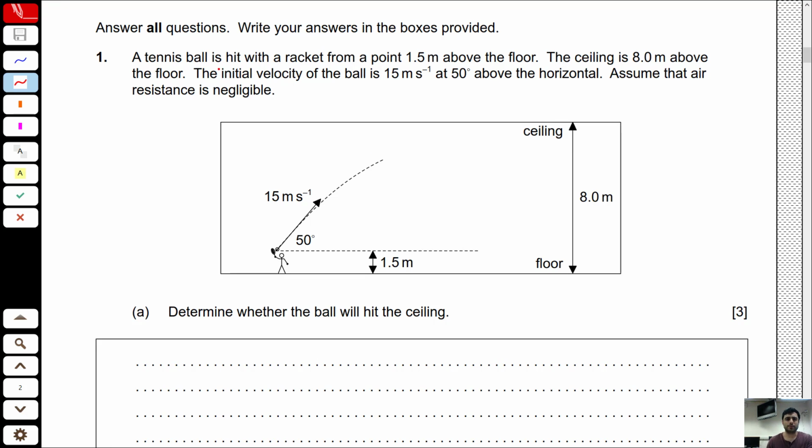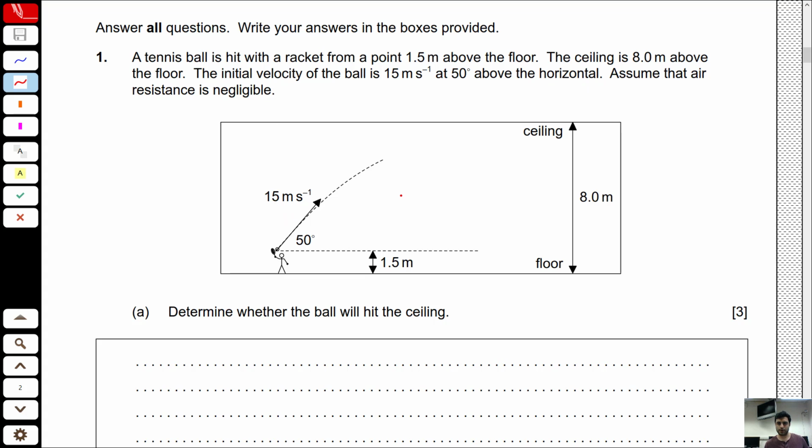A tennis ball is hit with a racket from a point 1.5 meter above the floor. The ceiling is 8 meter above the floor. The initial velocity of the ball is 15 meter per second at 50 degree above the horizontal surface. Assume that air resistance is negligible.